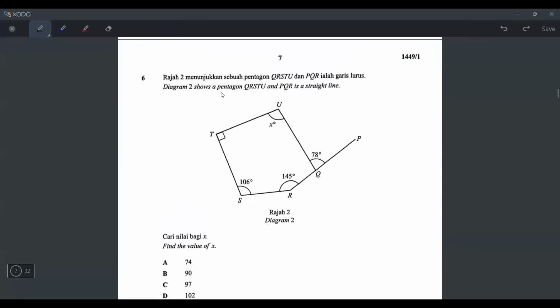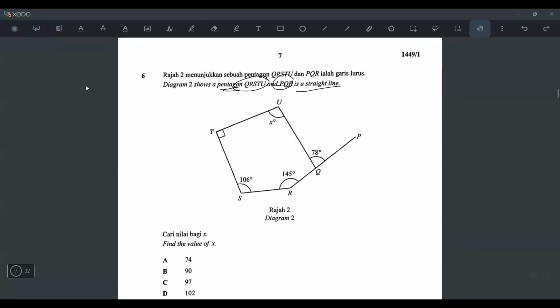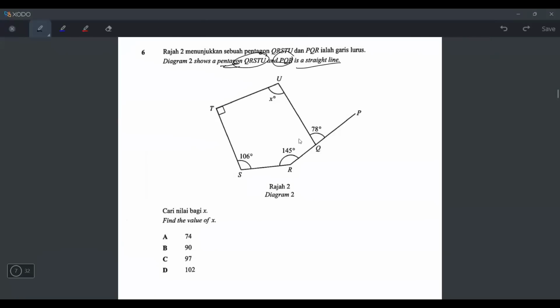Number 6, diagram 2 shows a pentagon QRSTU and PQR is a straight line. So we all know for a pentagon, the total angle is 540. So 90, 106, 145. I can find this one by taking 180 minus 78, I get 102. And then X is just 540 minus 90 minus 106 minus 145 minus 102. So the answer is 97.